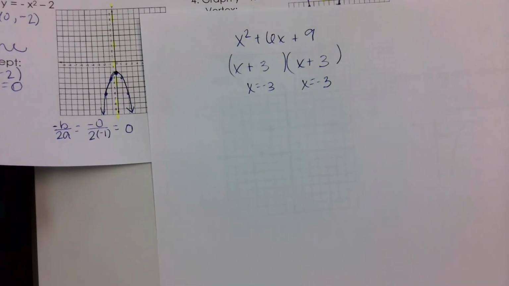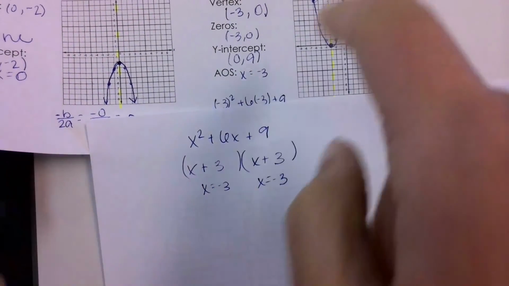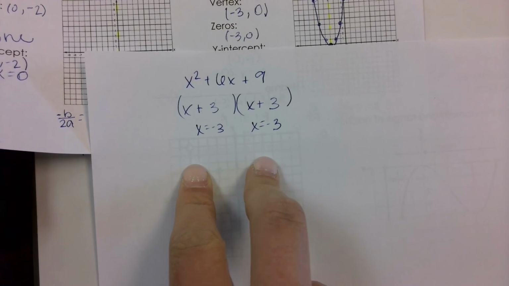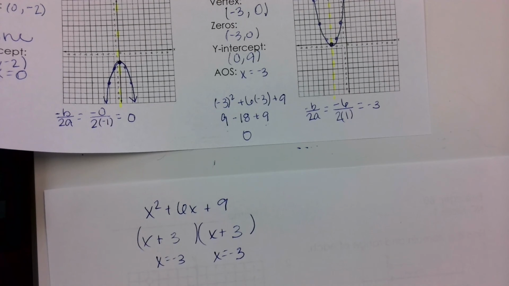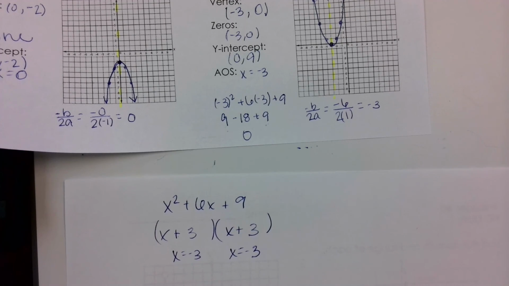When you have a 0 that happens twice, it has a multiplicity of 2, which is not something you're going to have to deal with till like Math 3, okay? But that's why it just bounces and goes back up. That's why you only have 1 zero there, because it's the same number twice. Does that answer your question, Haley? Are we okay? Anything else we need to talk about?